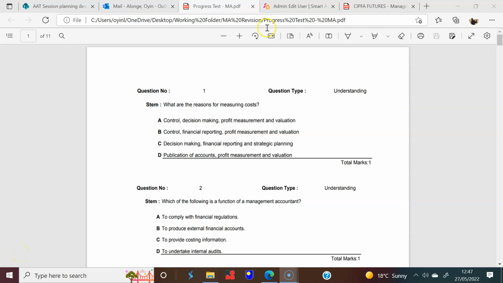This is the MA progress test that I'm working through. So again, just see this as a resource really. I'm just going to do them in batches of 5 or something along those lines.